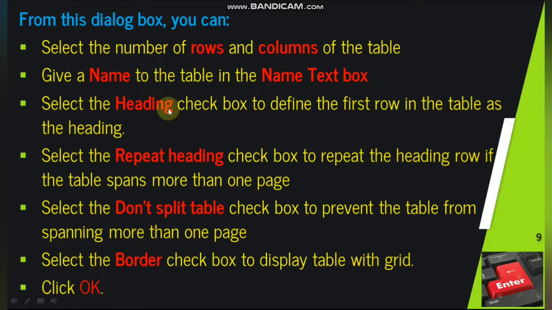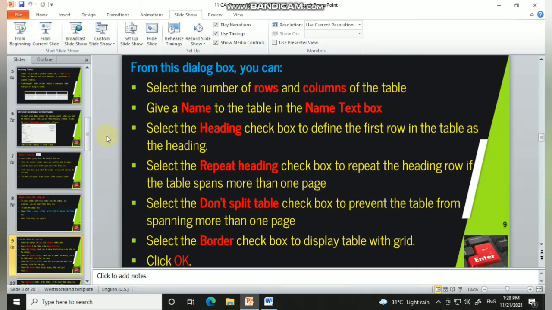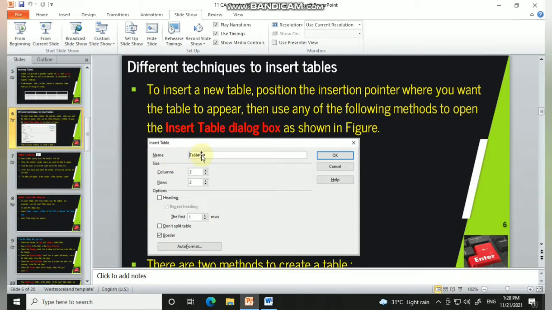Select the heading checkbox to define the first row in the table as the heading. Here you can see all those details. Here you see the name, so you can give a name to your table. You can choose columns and rows, how many columns and rows you want.